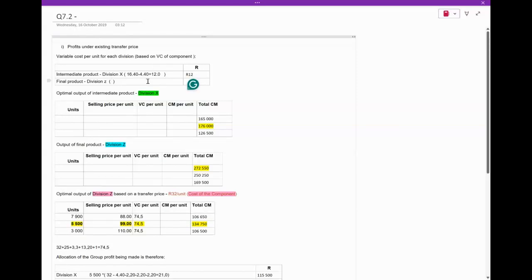Then, in terms of Division Z, we see there that the variable cost is going to be basically that 87 Rand 50.